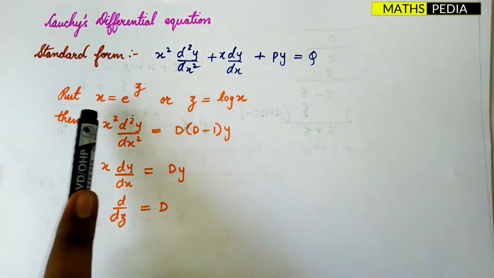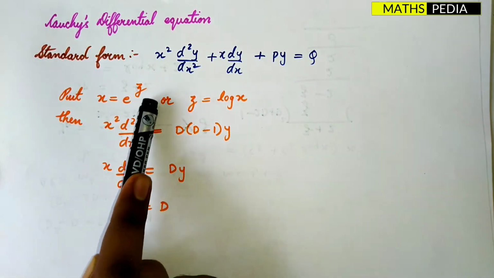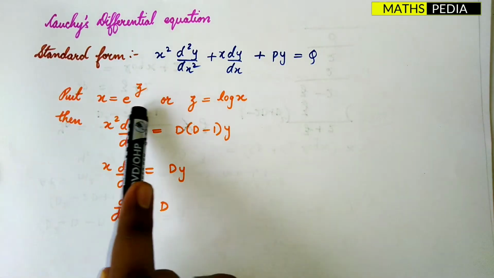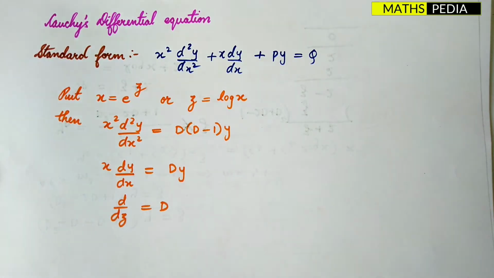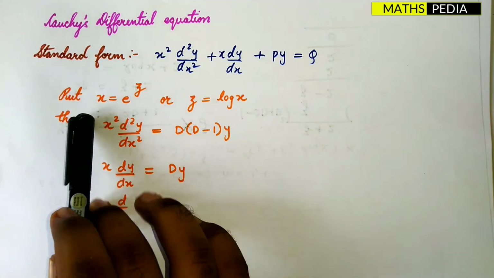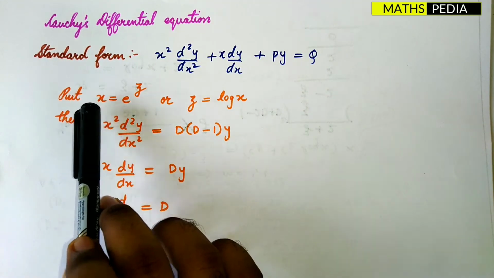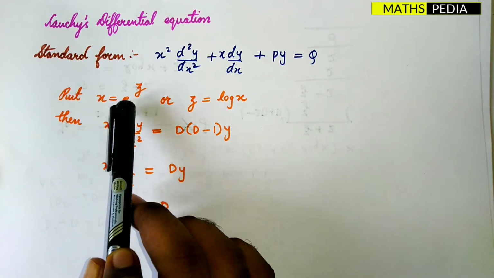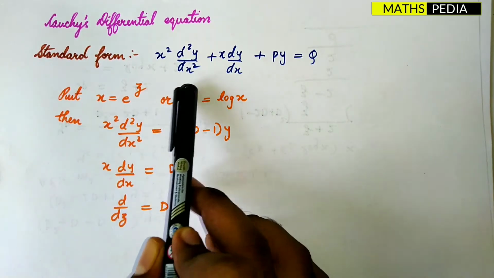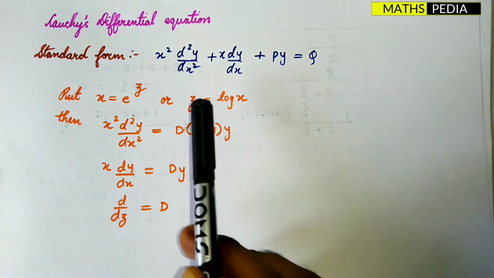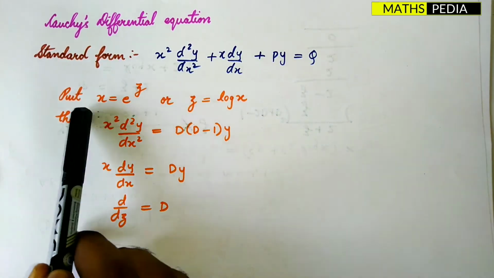What we need to do is replace x with e power z. Put x is equal to e power z, sorry, not e power x, e power z. It is a new variable we are introducing. Now if I take log on both sides, it will be log x is equal to log of e power z. What is log of e power z? It will be z. That's what I have written over here. z is equal to log x, taking log on both sides.